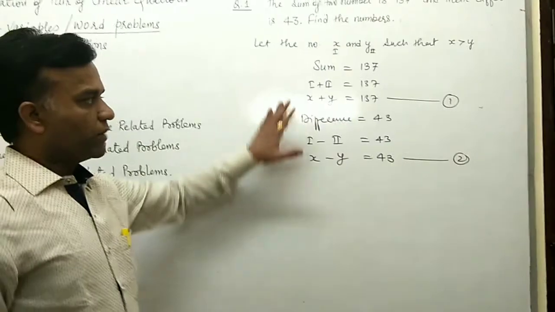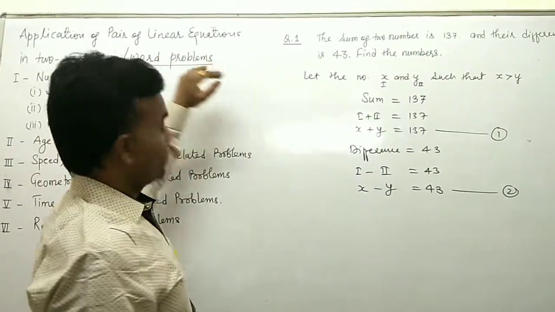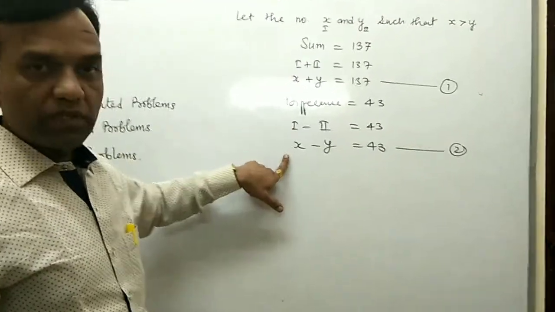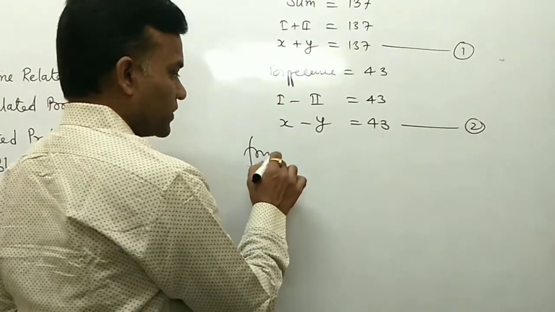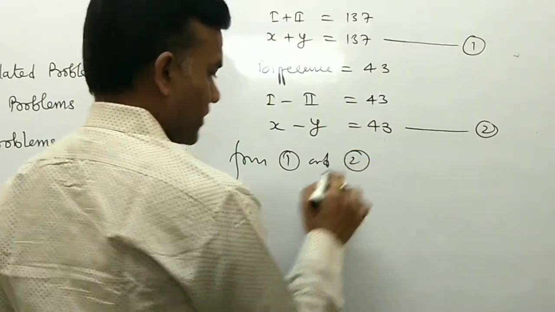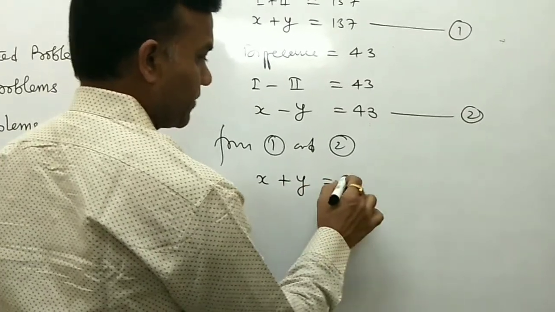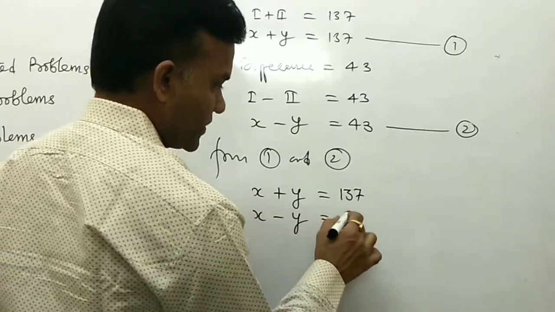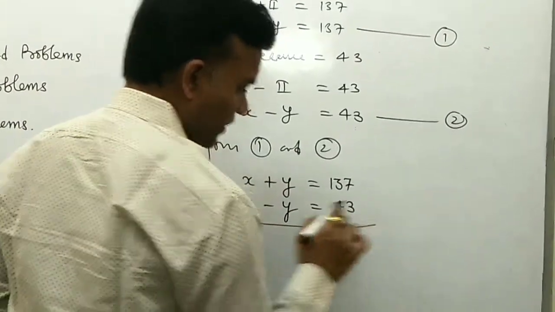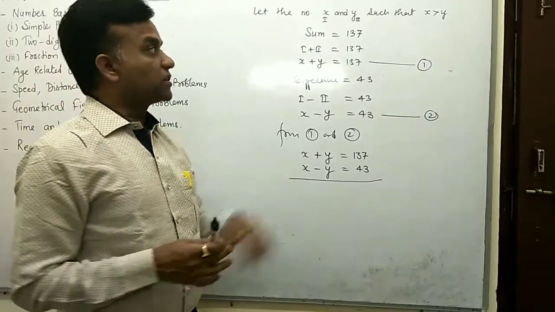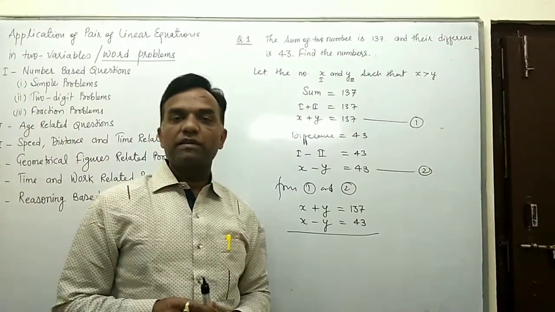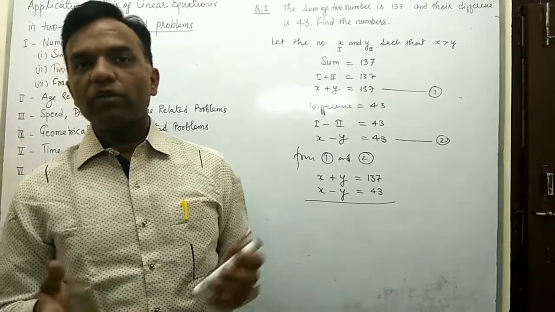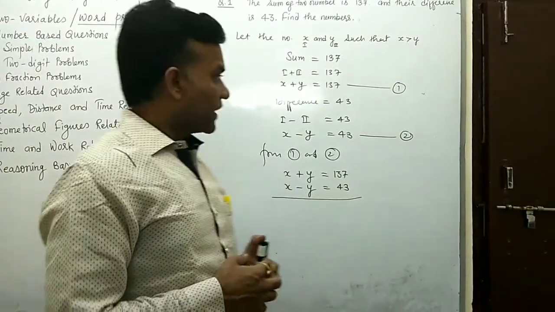There are two equations you form, because this is a pair of linear equations in two variables. The first equation is the sum of the two numbers, the second is the difference of the two numbers. So from 1 and 2, x plus y equals 137 and x minus y equals 43. It depends on you which method you apply, because the question does not specify: the algebraic methods are substitution, elimination and cross multiplication. Use whichever method you feel comfortable with.